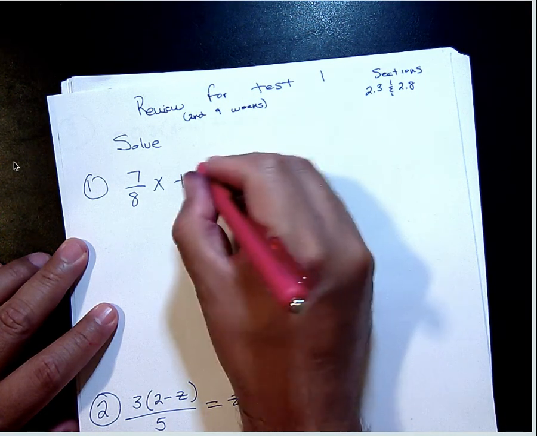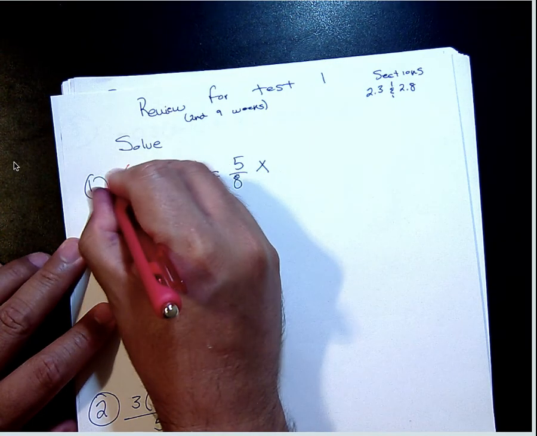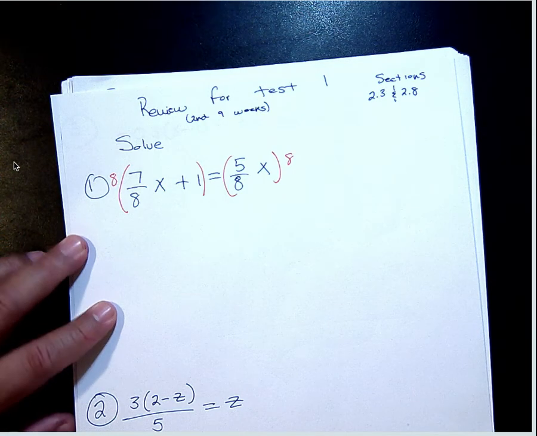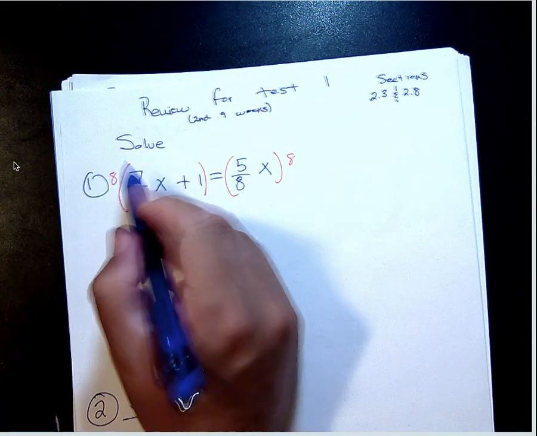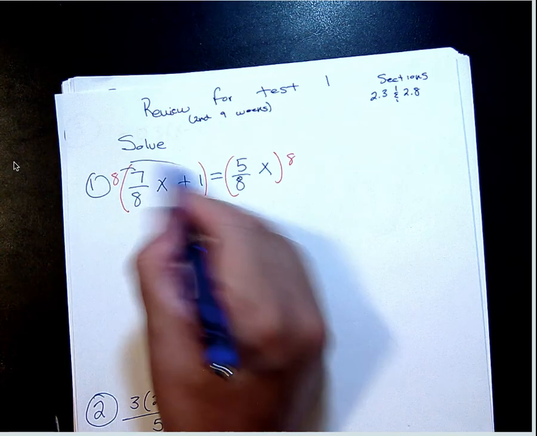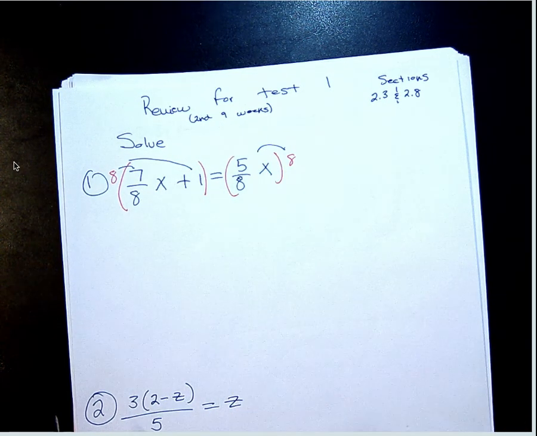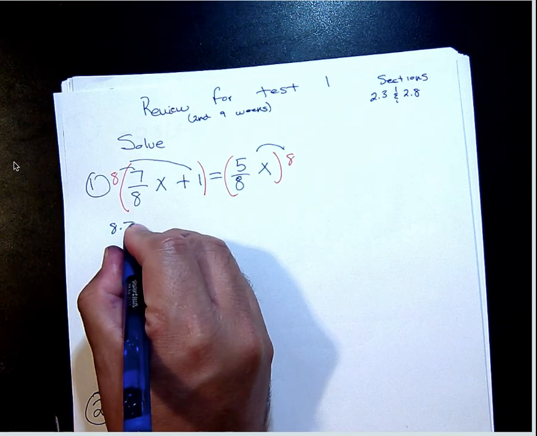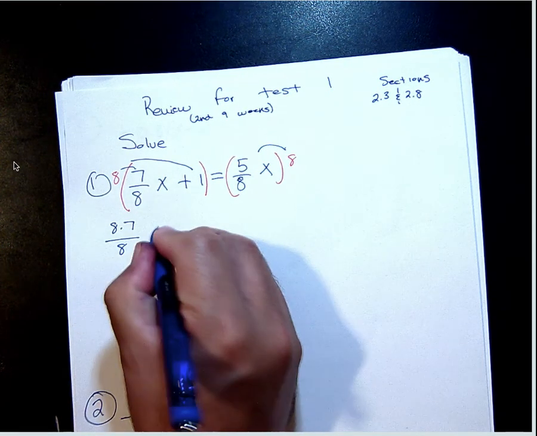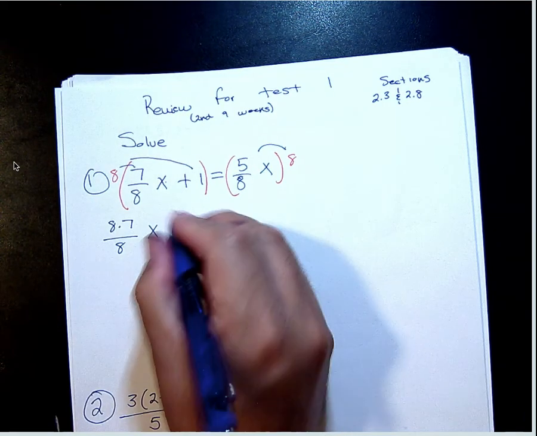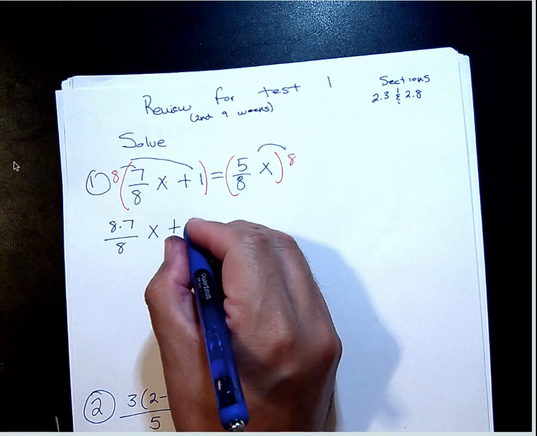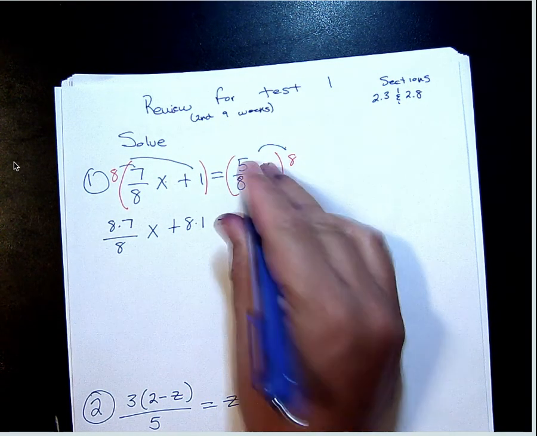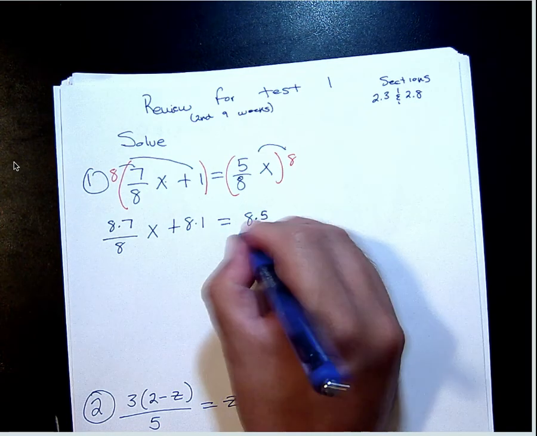So all you have to do is multiply both sides of the equation by 8. So what happens when you do that? Well, you're going to distribute here and here, and then you're going to distribute here. So we're going to have 8 times 7 over 8 and then the x, plus 8 times 1, equals 8 times 5 over 8 and then the x.